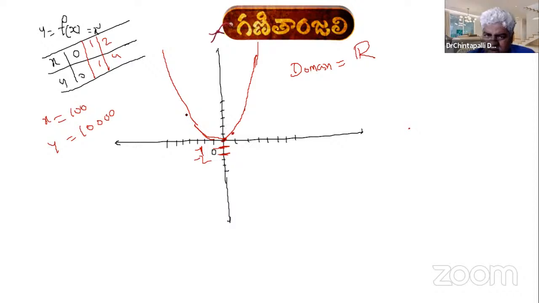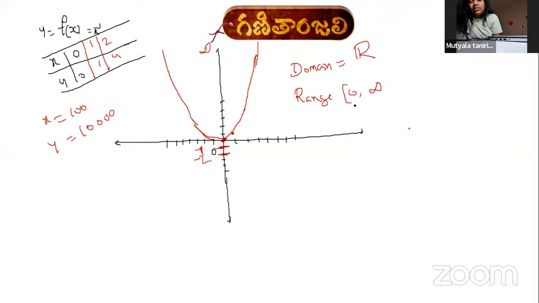That means, does this graph pass through -1? No, sir. We cannot get -1. Does this graph cover -1? No, sir. This graph covers the values 0 to infinity only. So the range of this function is 0 to infinity, including 0. Got clarity about range and domain? Yes, sir. See, one very interesting function is there.